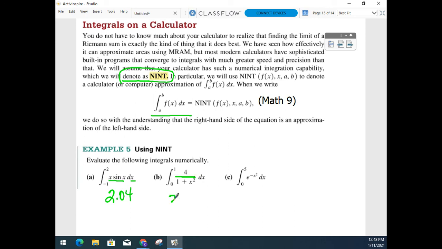And you'll notice this ends up being pi. What this has to do with is this ends up being your tan inverse function. So just a little FYI. And be really careful. Make sure this negative is you're using your negative button, not the minus sign. Otherwise, it's going to cause you some problems. So those should be the values when using your math 9 for example number 5.